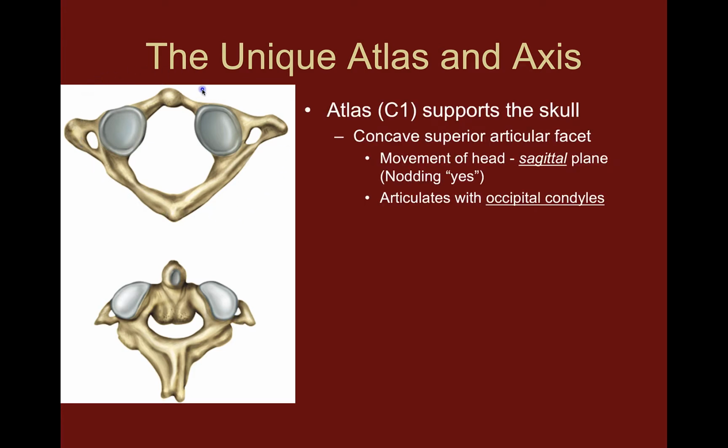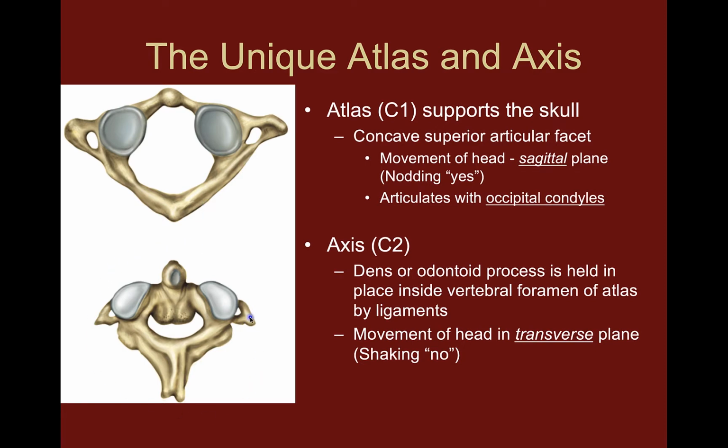Atlas, C1, is what is holding up our skull, which is why it gets the name Atlas, because our head is like the earth. It has these concave articular facets on the processes here, and we'll see that our occipital condyles will articulate in these articulating facets. And so what this allows our heads to do is to nod yes. So if you are sitting at home right now and you're nodding up and down saying, yes, I will study a lot for my upcoming anatomy test, that is because of your atlas.